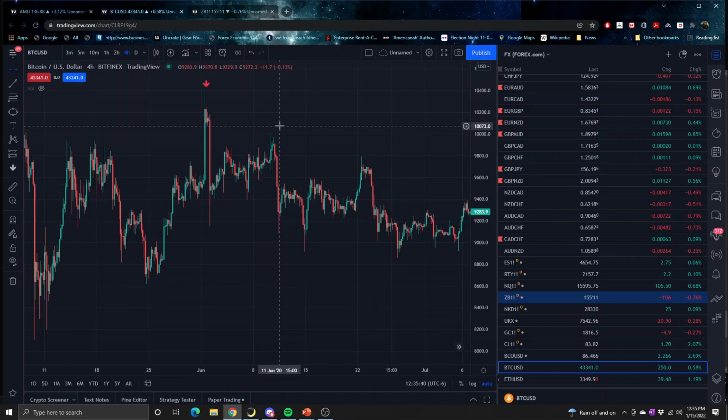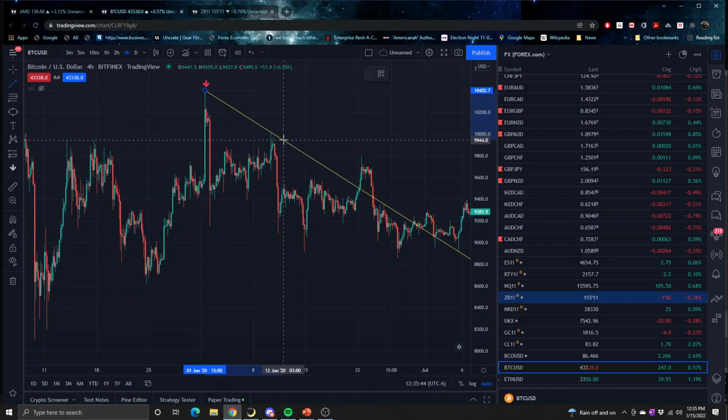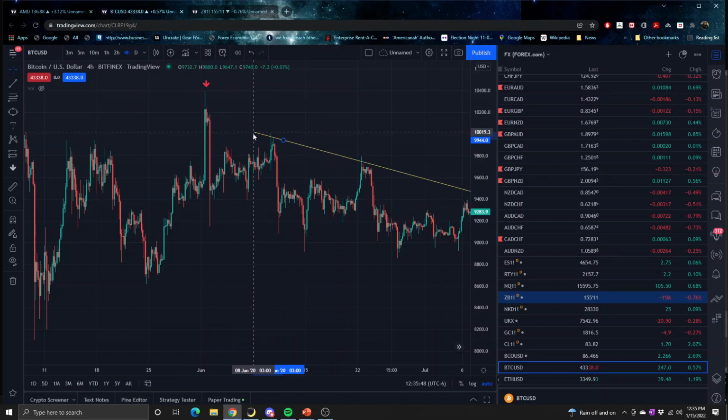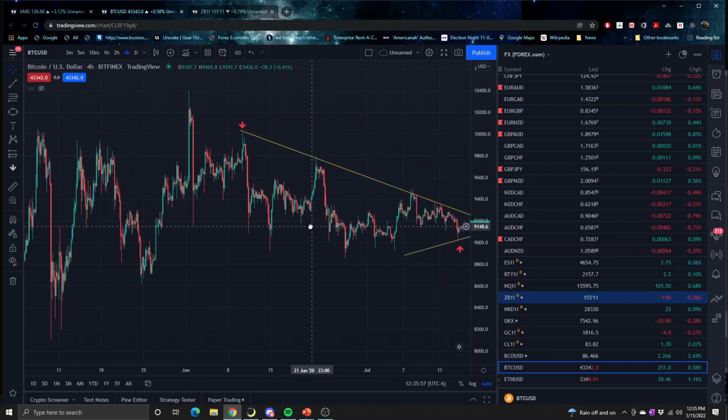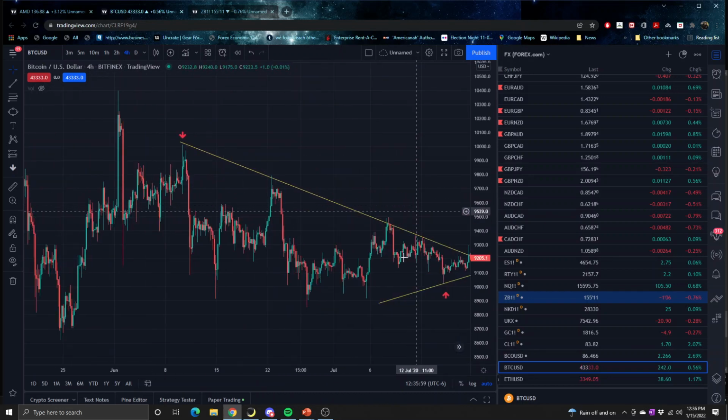So again, the mistake is made when I try to draw the trend line here. I'm not going to get good opportunities. However, if I adjust slightly, ever so slightly, and move over just a bit, it helps ever so much.